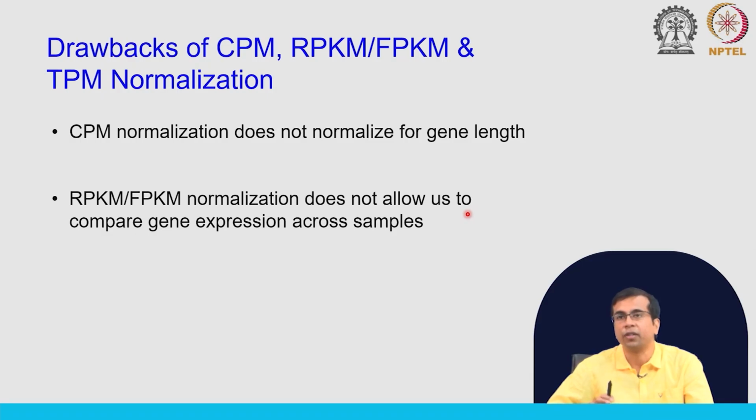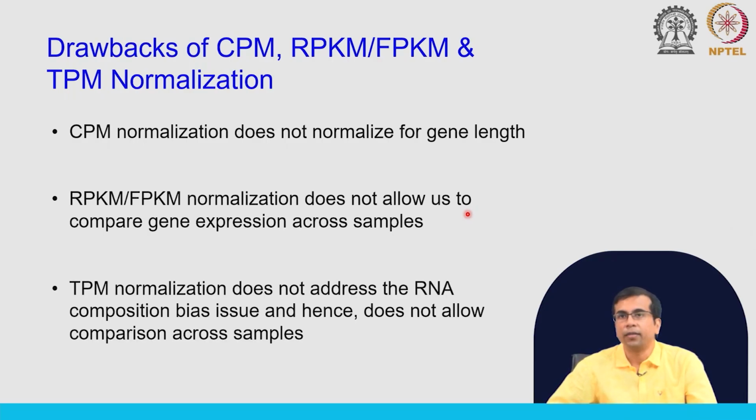At the end of normalization, the total count that we get is different for each sample, and that means we have not done proper normalization. In addition, you have the RNA composition bias that we have not addressed. TPM normalization addresses these issues: we get the same total count for each sample at the end of normalization and we also normalize for gene length, but it still does not address the RNA composition bias issue. So, we cannot really compare across samples because we might end up with some erroneous conclusions.